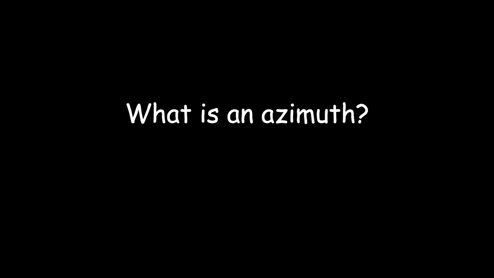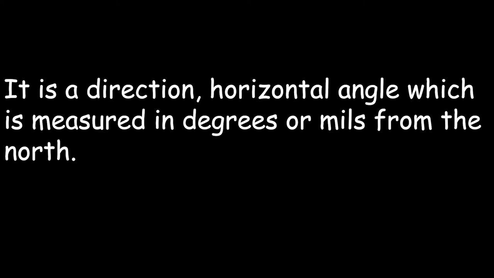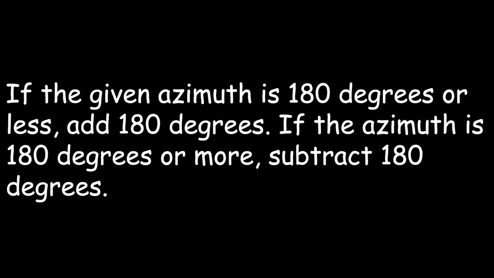What is an azimuth? It is a direction, a horizontal angle which is measured in degrees or mils from the north. What is a back azimuth? An azimuth that is 180 degrees in reverse of a given azimuth. How is a back azimuth found? If the given azimuth is 180 degrees or less, add 180 degrees. If the azimuth is 180 degrees or more, subtract 180 degrees.